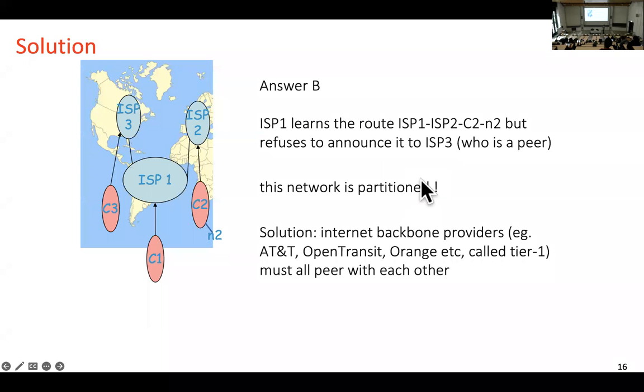Truly, at the backbone of the internet, we have some big providers that are worldwide. We call them tier 1 providers. They are connected everywhere, and they must peer with each other. And if you are a provider, you must be connected to one of them. So you have your connectivity through one of the tier 1 providers.